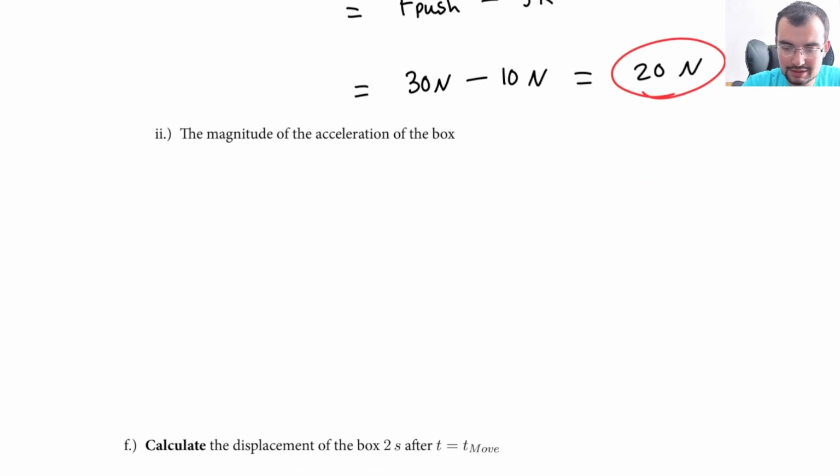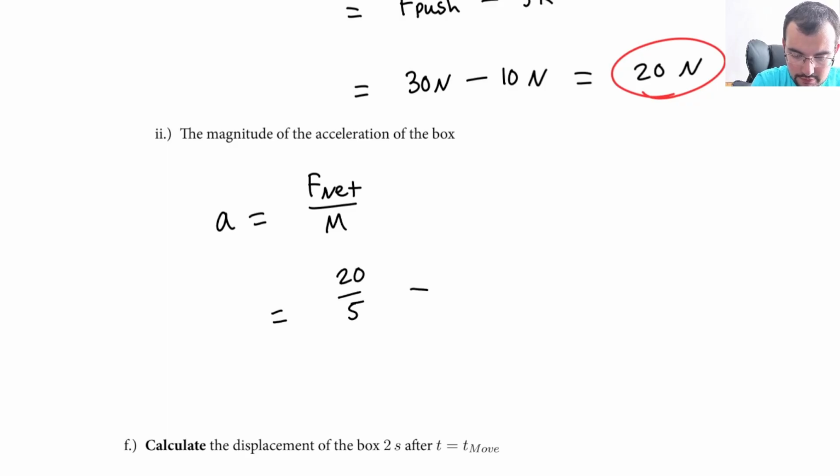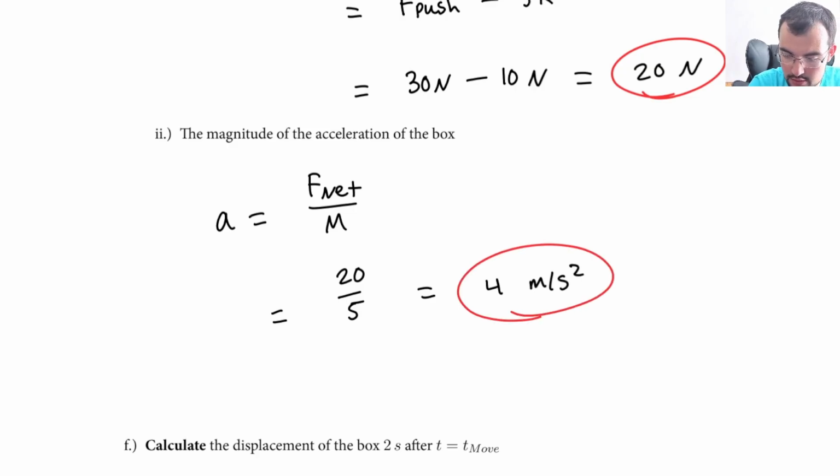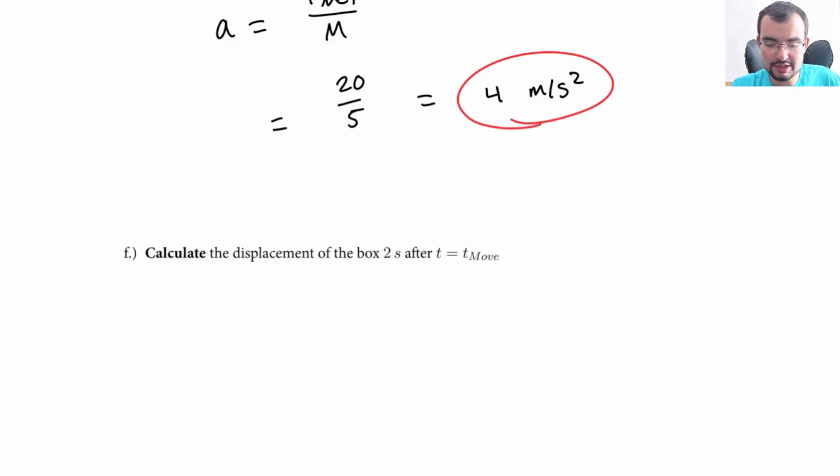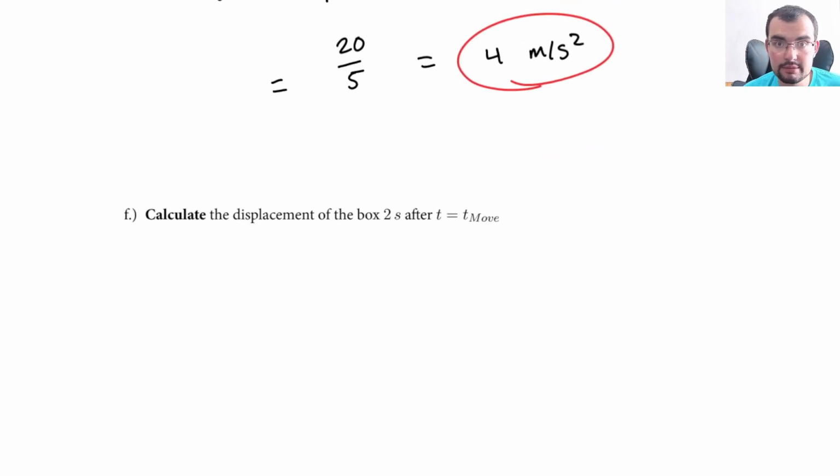So what's the box's acceleration? Well, acceleration, just Newton's second law. Take your net force, divide by the mass, 5 kilograms, and that gets us 4 meters per second per second. Now that we have acceleration, we can find anything else. Calculate the displacement of the box 2 seconds after it begins moving.